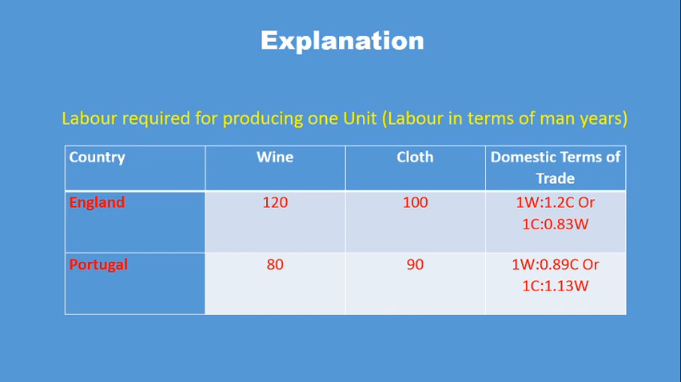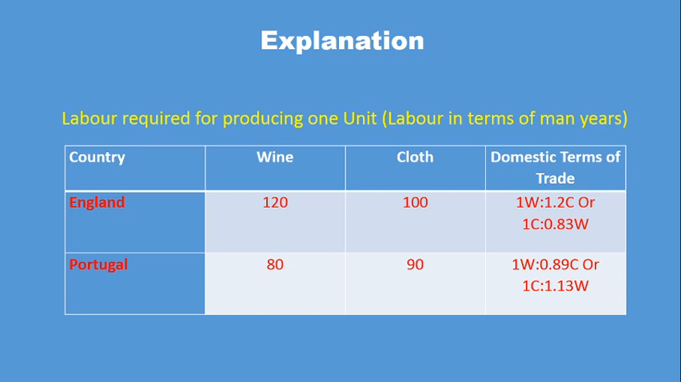Similarly, England has lesser disadvantage in producing cloth than in wine in comparison to Portugal. England spent 33% more labor cost than Portugal in wine production and only 10% more in cloth production. According to Ricardo, the comparative cost advantage is always and by definition accompanied by a comparative disadvantage of cost too.